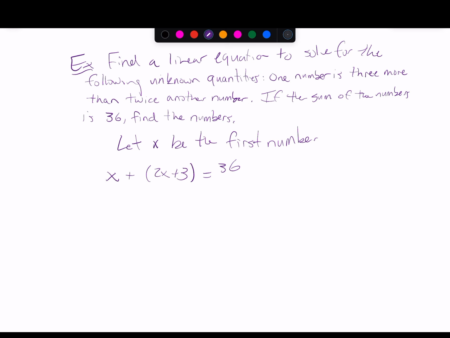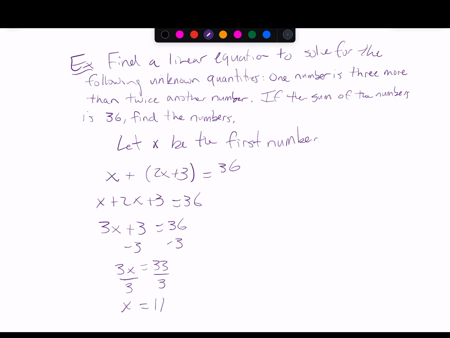Okay, so what we can do now is we can add those two quantities. We have x plus 2x plus 3 is equal to 36. We don't have to distribute anything there. So we have 3x plus 3 is equal to 36. Now we can subtract 3 from both sides. So we have 3x is equal to 33. Divide both sides by 3. X is equal to 11.